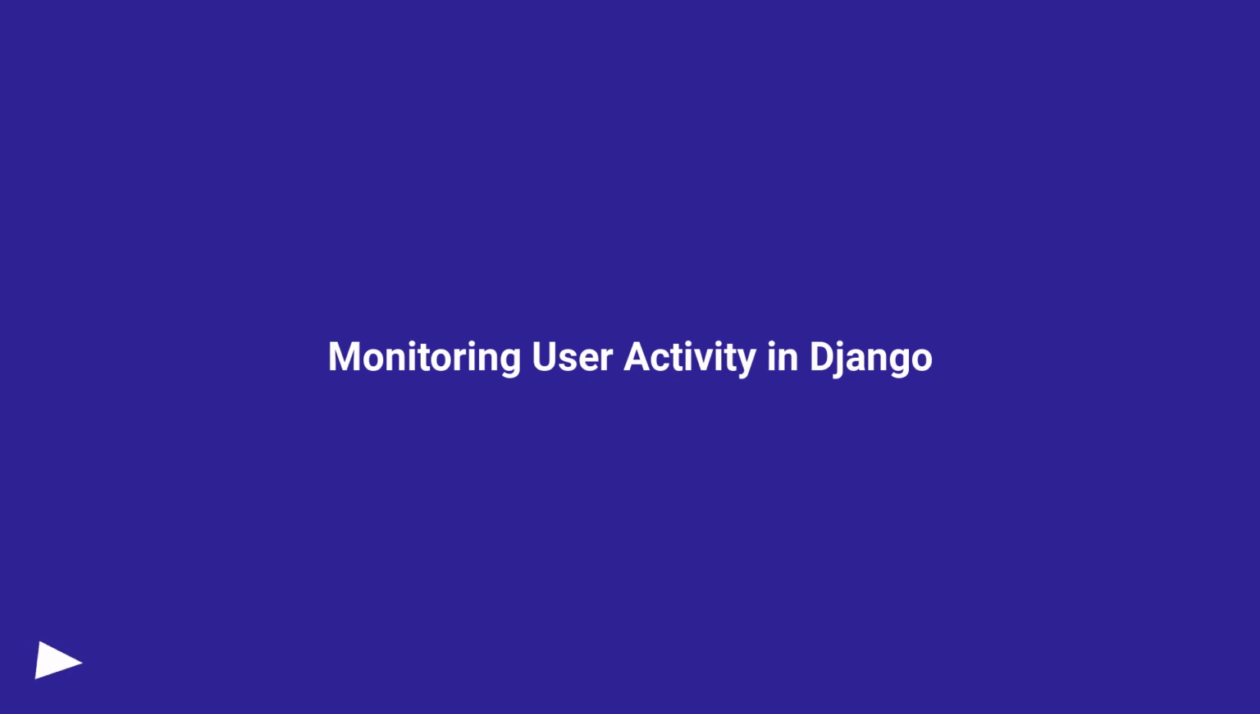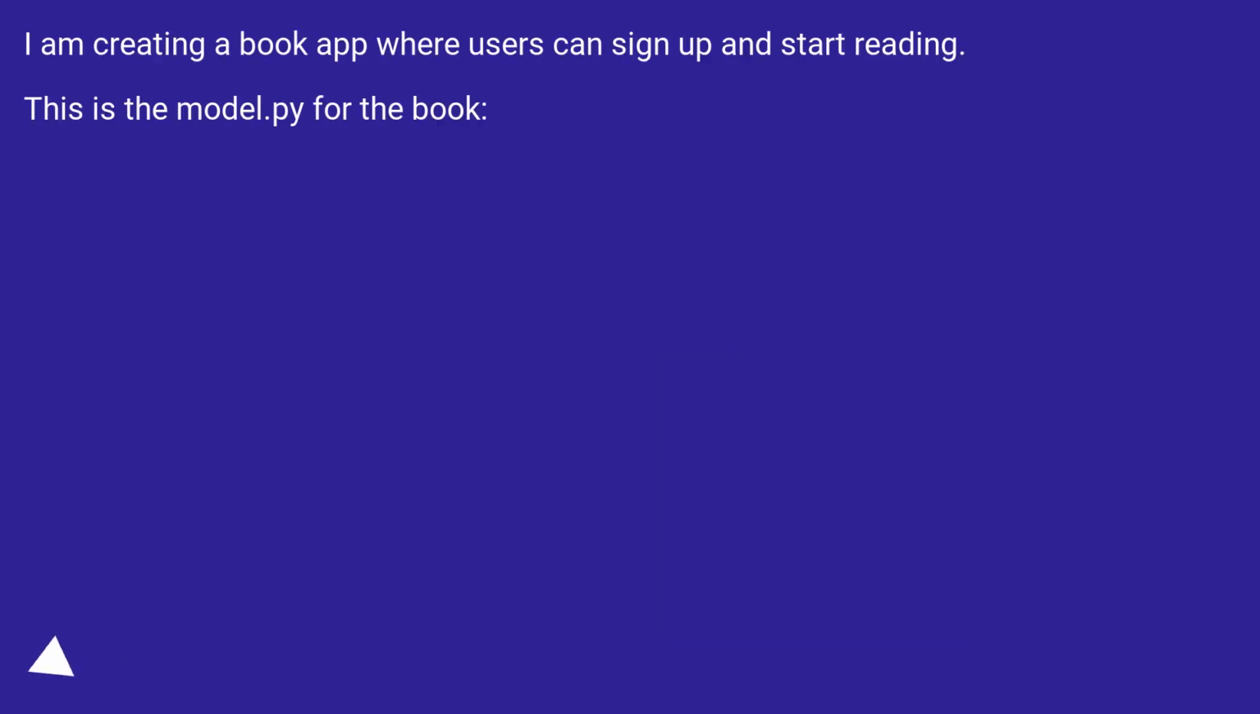Monitoring user activity in Django. I am creating a book app where users can sign up and start reading. This is the model.py for the book.